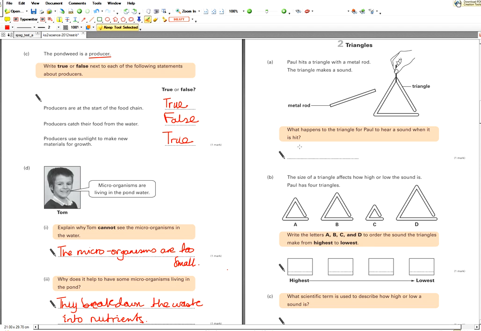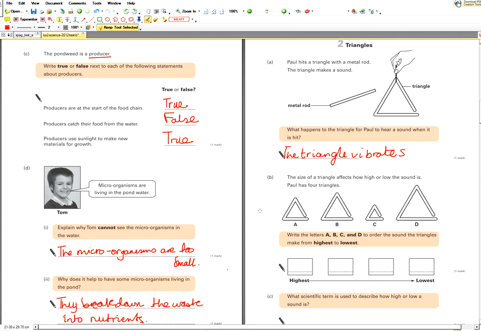Put your hand up. Okay, let's have Mr. Rion. Give me the scientific name for what has to happen for a sound to be heard. So what is the metal doing? When you hit the triangle, what happens to the triangle for the noise? Well done. So we can say that the triangle vibrates, or we can write down just vibrates. The triangle vibrates.